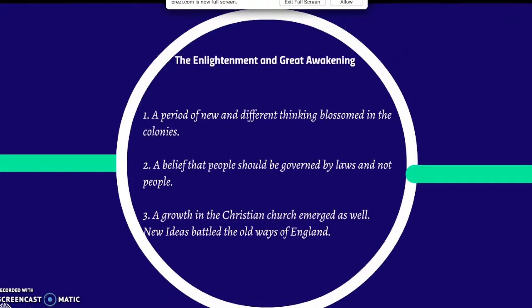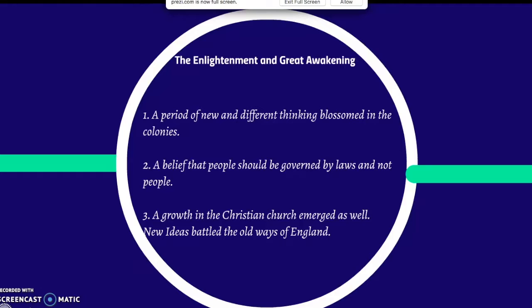Other factors that allowed for the good ideas of the revolution were the Enlightenment and the Great Awakening. This was a period of new thinking, scientific and religious beliefs that came together to think that people should be governed by laws and not just people.